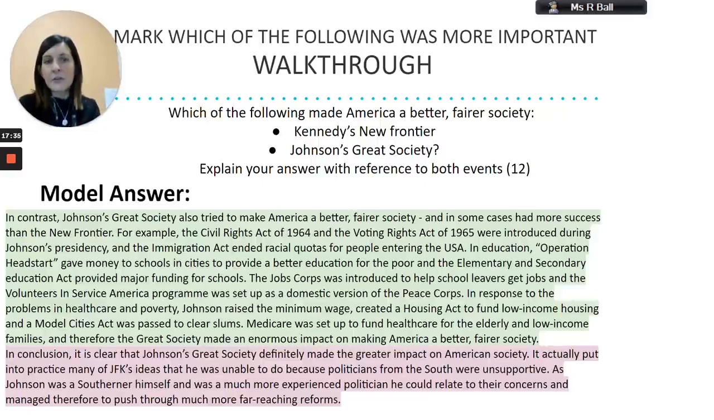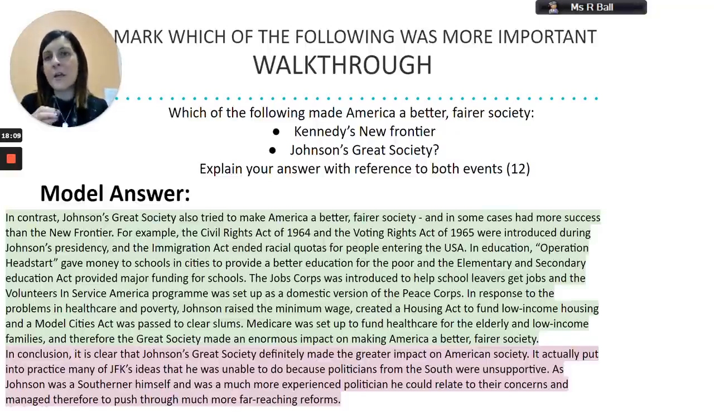The Job Corps was introduced to help school leavers get jobs, and the Volunteers in Service to America program was set up as a domestic version of the Peace Corps. In response to the problems in healthcare and poverty, he also raised the minimum wage, and he created a Housing Act to fund low-income housing, and a Model Cities Act was passed to clear slums. In addition, he set up Medicare to fund healthcare for the elderly and low-income families, and therefore the Great Society made an enormous impact on making America a better, fairer society.